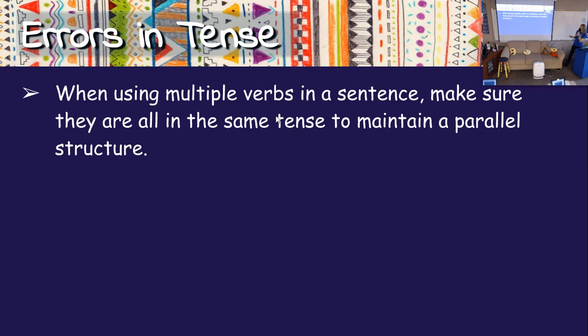All right, the next type of error you might see is an error in tense. So when you're using multiple verbs in a sentence, you want to make sure they're all in the same tense to maintain parallel structure. So you don't want a combination of tenses like past tense and present tense. Okay, we need to be consistent.